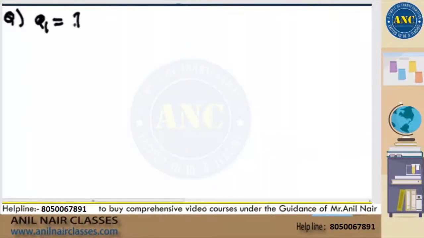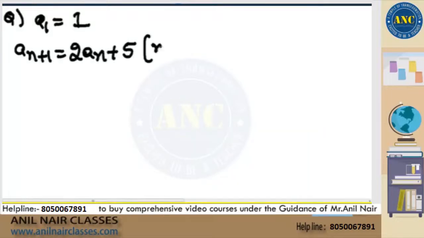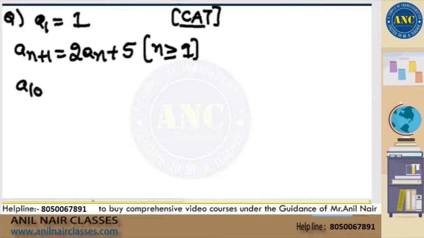A1 = 1. A(n+1) = 2an + 5, n ≥ 1. Listen carefully. Those students who want to know whether it is SSC or CAT, the approach remains the same. This is a previous year question taken from CAT.